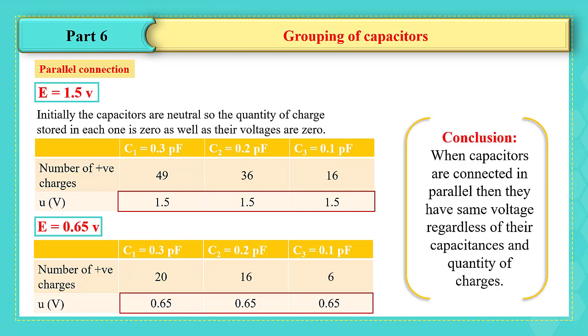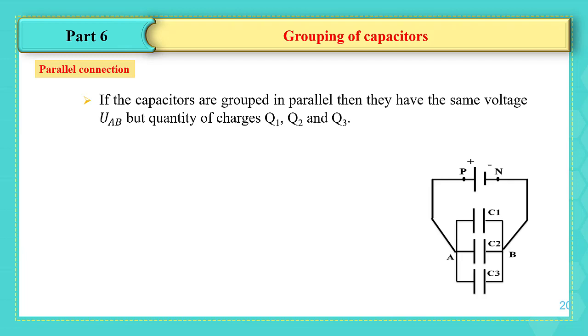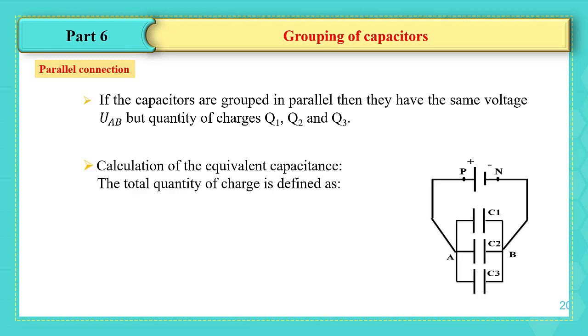Then we can conclude that when capacitors are connected in parallel, they have the same voltage regardless of their capacitances and the quantity of charges. Therefore, when capacitors are connected in parallel, they have the same voltage UAB but different quantities of charge Q1, Q2 and Q3. In order to calculate the equivalent capacitance, we have to start with Q equal to Q1 plus Q2 plus Q3, where Q is the total quantity of charge in the whole circuit. Q1, Q2 and Q3 are the quantities of charge for C1, C2 and C3 respectively.